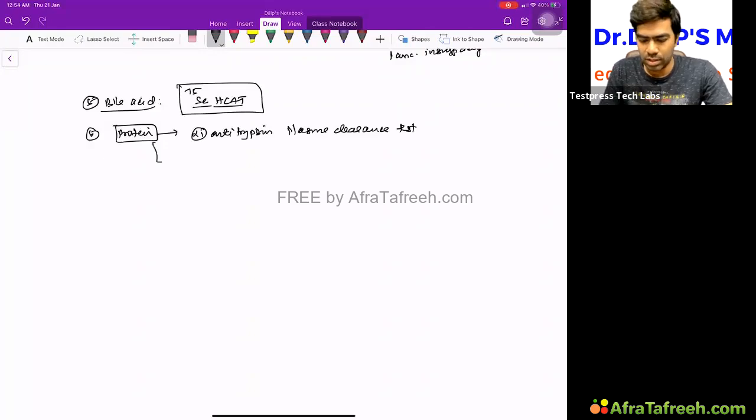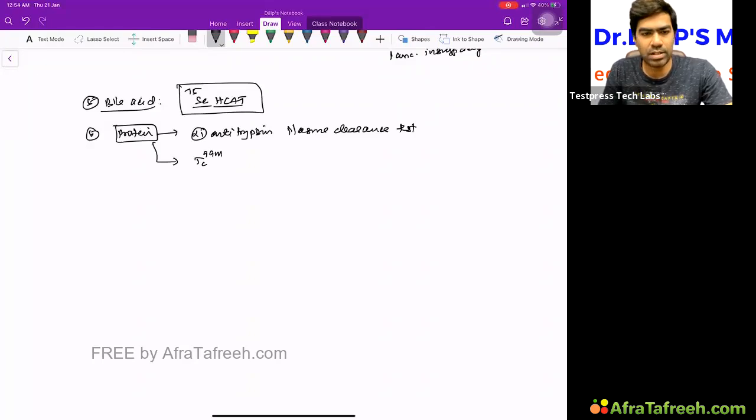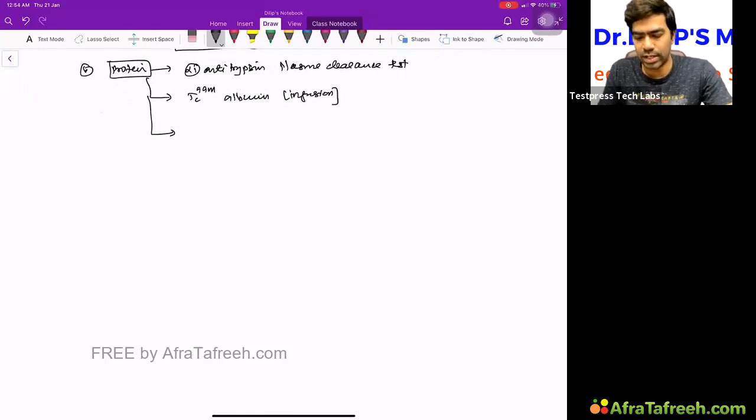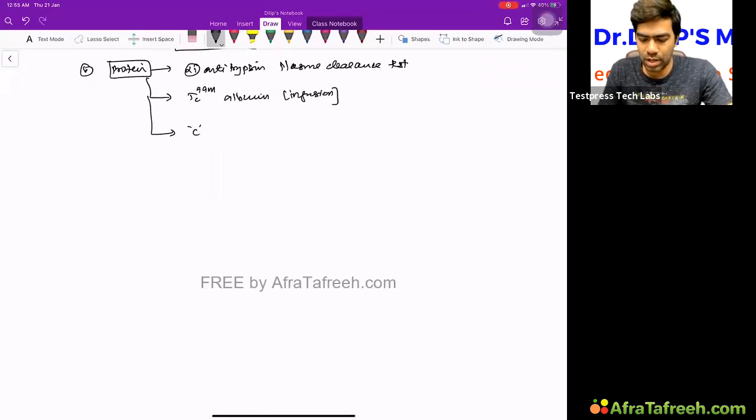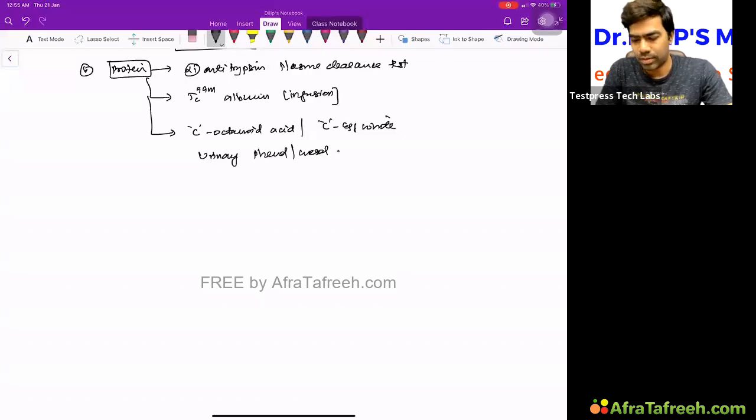Then we have technetium 99m based tests, like technetium 99m albumin scintigraphy infusion. We'll give a technetium 99m albumin infusion and detect by scintigraphy to see the leakage of albumin in the intestine. So we can tell where the leakage of albumin is happening in the intestine. That's called technetium 99m albumin scintigraphy, and it's given as an infusion. Then we have radiolabeled carbon octanoic acid, and we can use radiolabeled carbon egg white analysis or urinary phenol and cresol measurement. And this is only for research purposes.